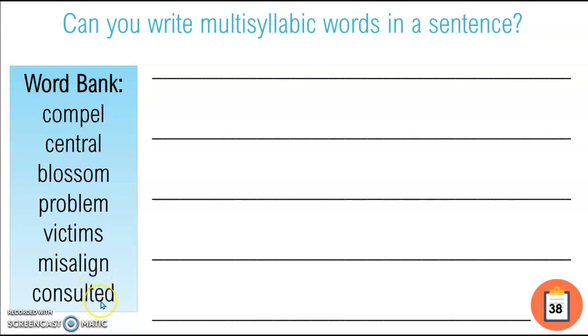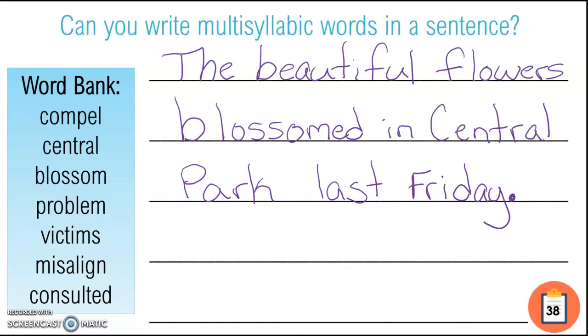So when you're coming up with your sentence, try to make sure that you're thinking about your who, did what, where, when, and why. And make sure you have correct punctuation, starting your sentence with a capital letter, ending your sentence with the correct punctuation mark. So here's an example of a sentence that I came up with. I said, the beautiful flowers blossomed in Central Park last Friday.